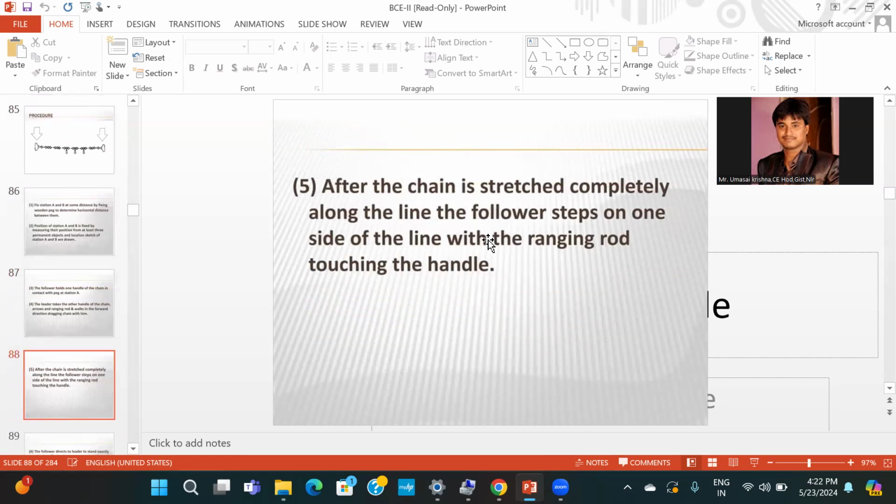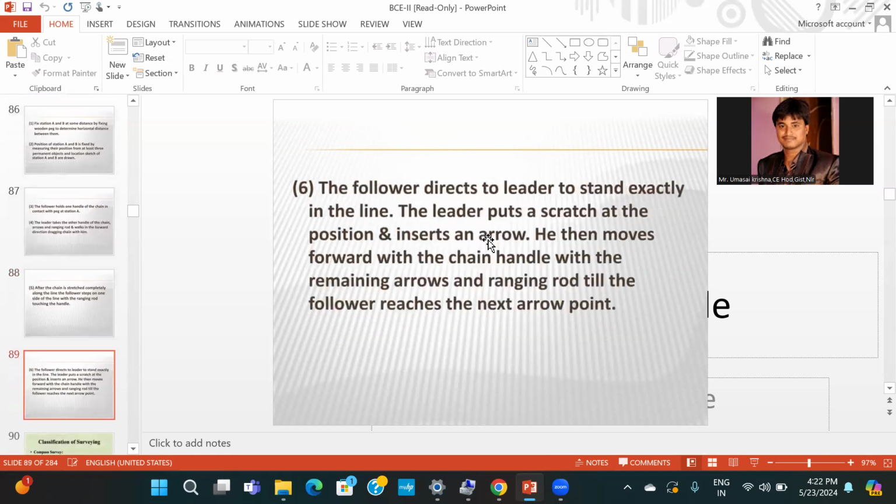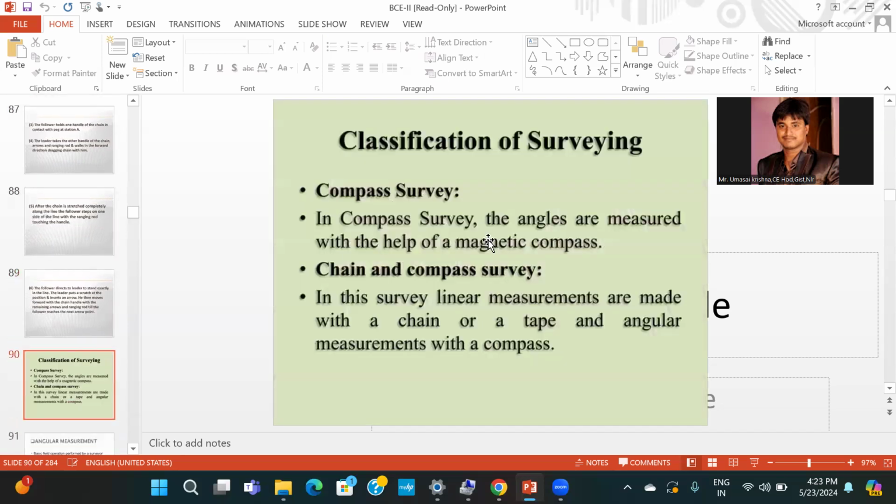After the chain is stretched fully, the follower steps to one side of the line with the ranging rod touching the handle. The follower directs the leader to stand exactly in the line. The leader puts a scratch at that position or inserts an arrow. An arrow is a small iron peg used to locate the midpoints between points. He then moves forward with the chain handle, the remaining arrows and ranging rod, till the follower reaches the next arrow point. So that is about chain surveying.